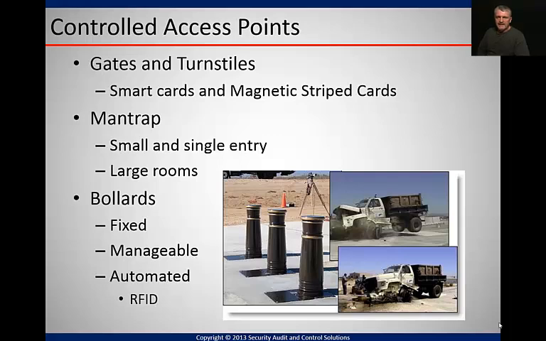We have controlled access points such as gates and turnstiles, smart cards and magnetic stripes. We have a man trap, with small or single entry or even large rooms. A man trap is a controlled environment where a person would use a perimeter entry such as a smart card or a magnetic stripe card, open the first door, step inside the small room, close the first door, and use the magnetic stripe card or smart card to open the second door, or it might even open automatically.